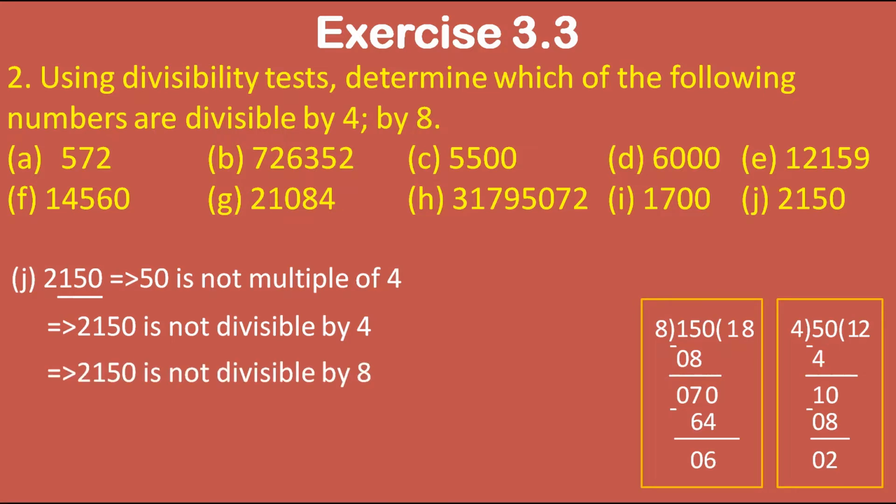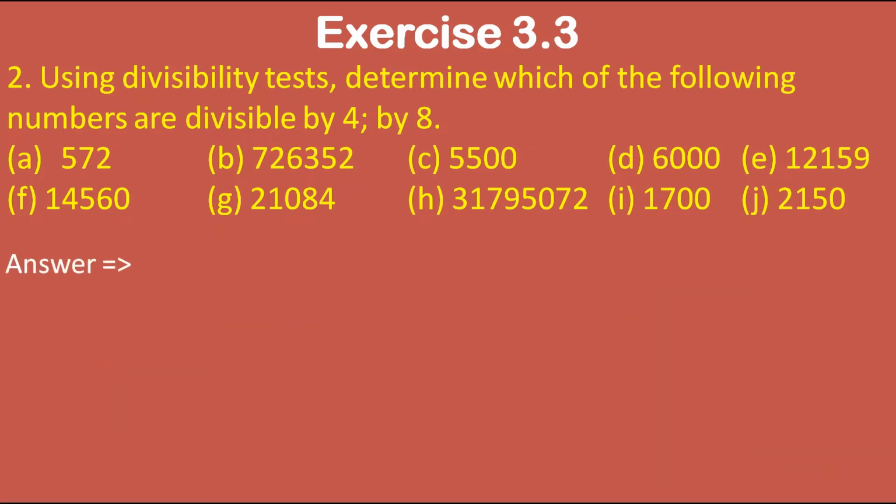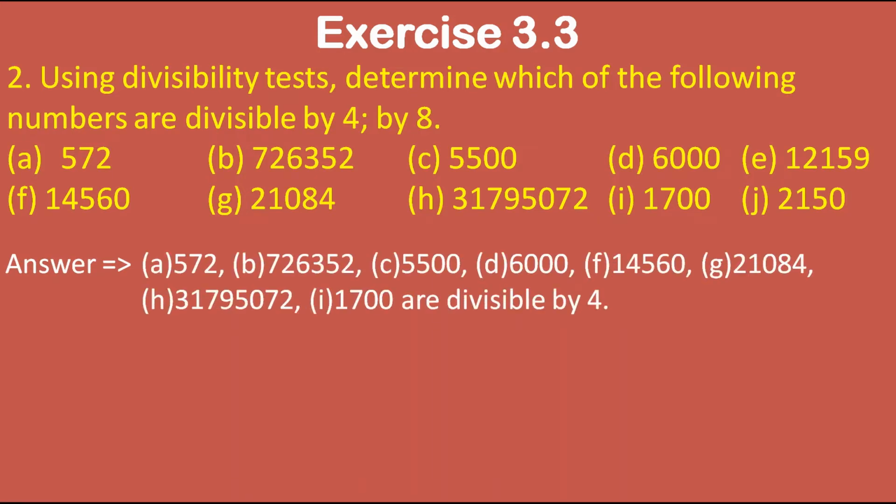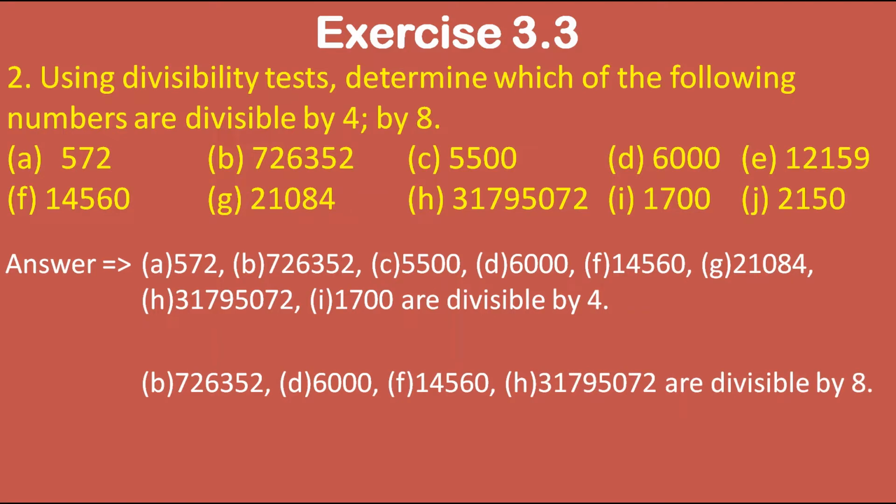Okay. Now here we checked all numbers and we got the answer as the numbers A, B, C, D, F, G, H, I are divisible by 4, and the numbers B, D, F, H, these 4 numbers, are divisible by 8. Okay. Now let's move to the third question.